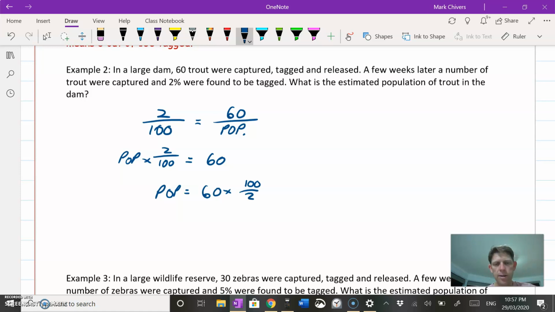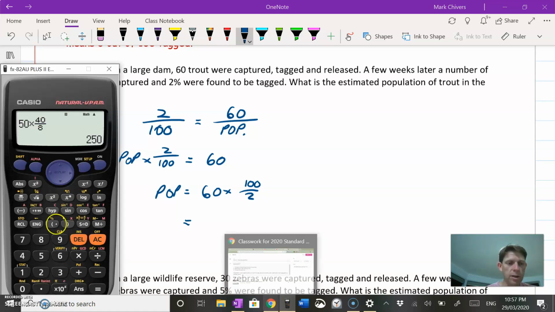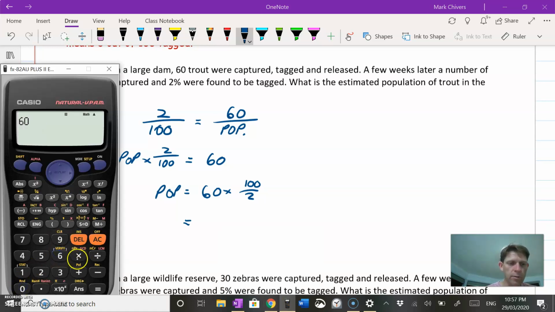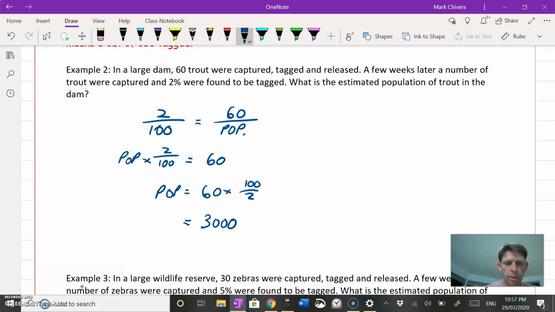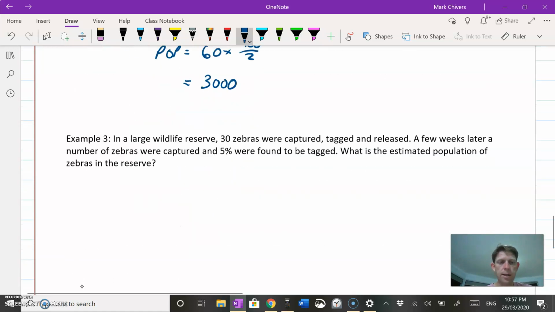Now, obviously, you might be able to see that 100 over 2 is 50. So 60 times by 50, you can put that into your calculator if you want to, or you can know that it's just going to be 3,000. And there we go, 3,000, because 6 5s are 30 plus the 2 zeros, so we're going to end up with 3,000. So we've got our estimated population of trout in the dam.